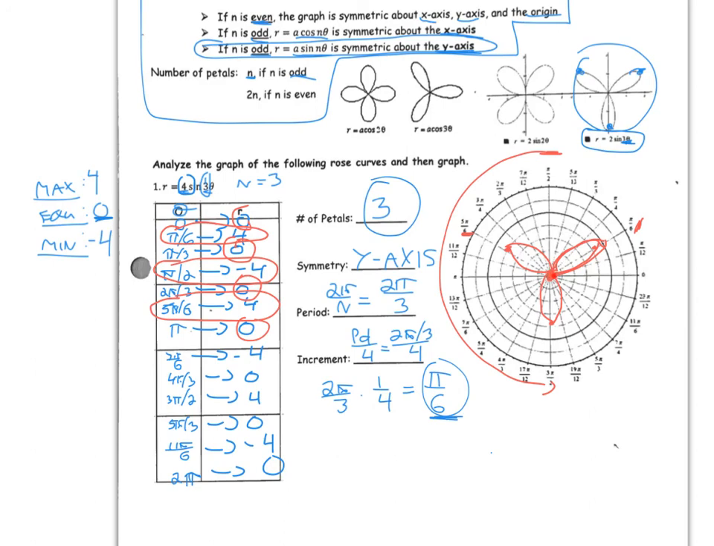All right? So a lot of this was review with max, min, and equilibrium and getting the period and the increments. But the first thing you should do is figure out what n is. That gives you how many petals and what it's symmetric to.